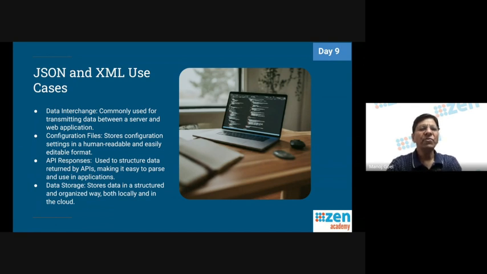Configuration files: stores configuration settings in a human readable and easily editable format. API response: sometimes we write APIs for communication between two applications. One application exposes its interface to other applications. If I want to write an application to connect and communicate with another application, I will request that application to provide its API access. API stands for Application Programming Interface.